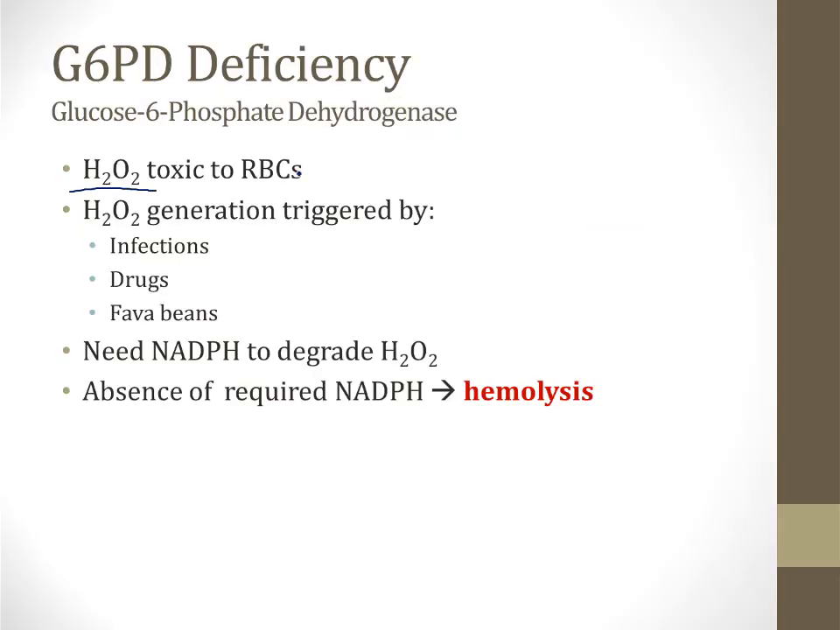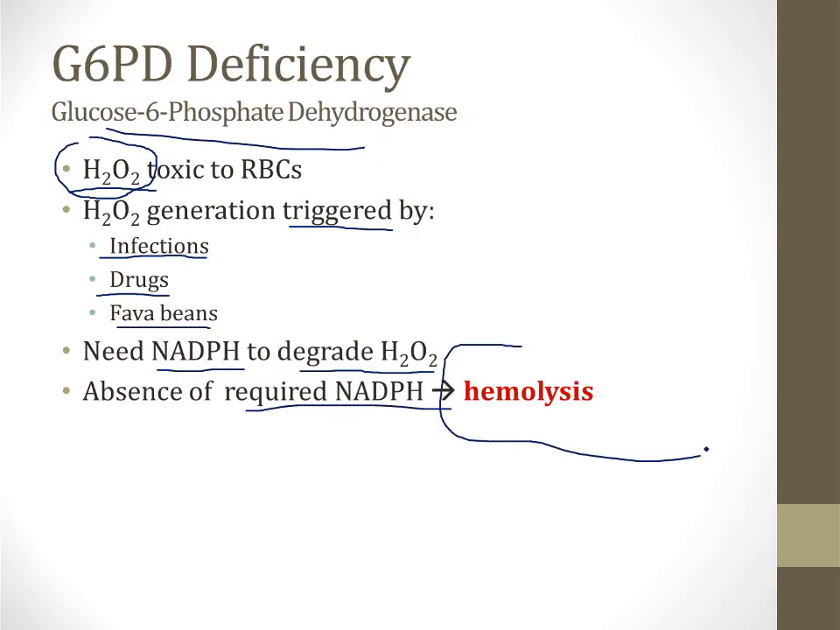It can lead to oxidative damage, and hydrogen peroxide inside of red cells is generated in response to certain well-described triggers, which are a big problem in patients who have a G6PD deficiency. Those triggers include things like certain infections, certain drugs, and especially fava beans. All of these lead to lots of hydrogen peroxide generation, and the red cells need NADPH to break down the hydrogen peroxide, but if they don't have enough NADPH because they lack this enzyme, this leads to hemolysis.